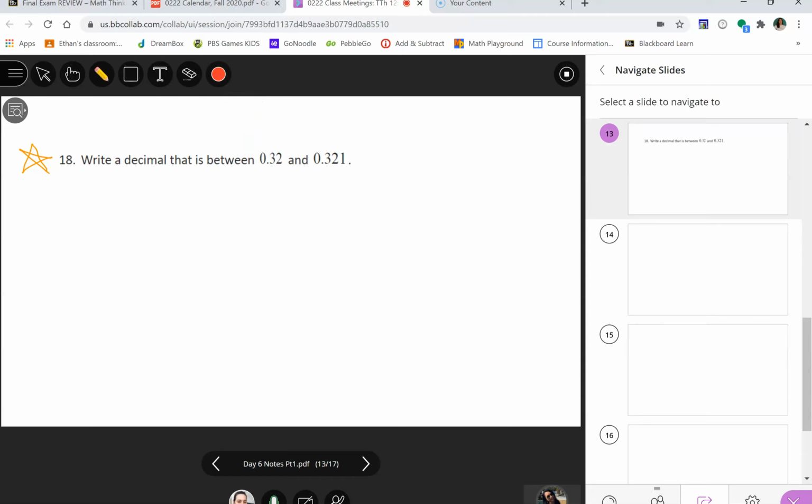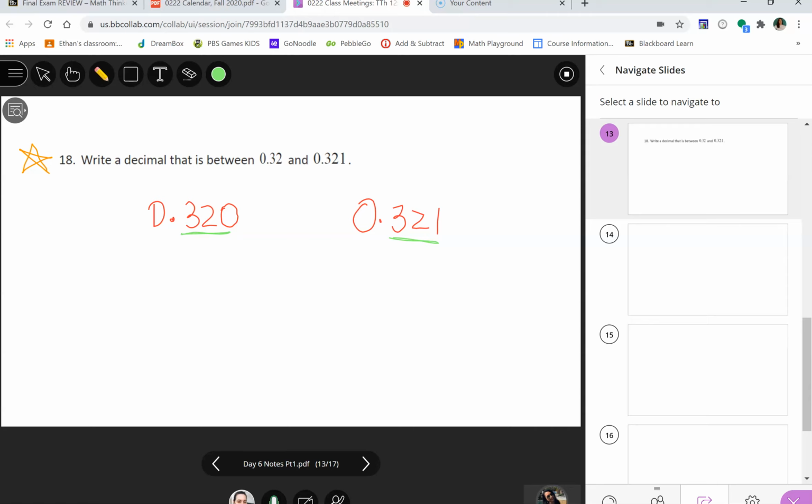It asks to write a decimal that's somewhere between 0.32 and 0.321. Write any decimal in the whole world that you want, as long as it's between those two numbers. Well, the first thing you might do is put a 0 on the back of this one so that you're looking at 320 and 321. But still, it's hard to think of a decimal that's between those numbers, right? It'd be like 320 and a half or something between 320 and 321.